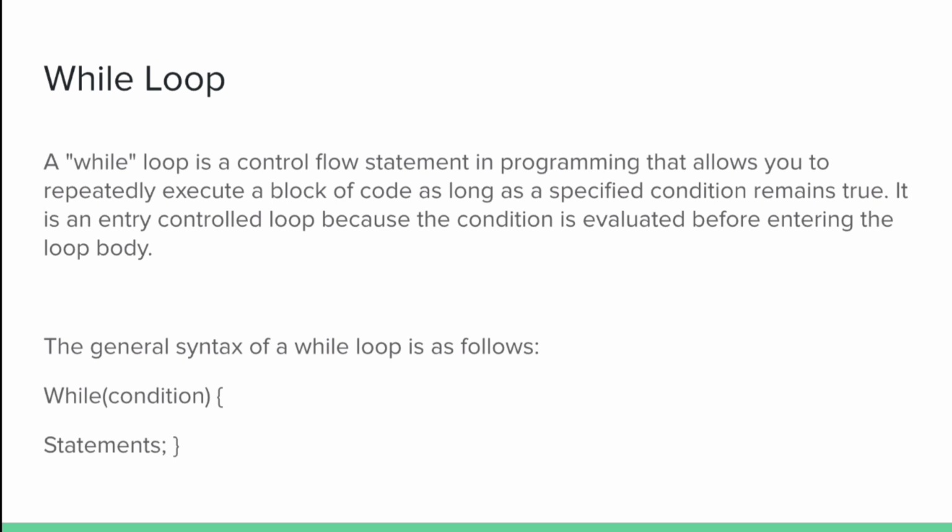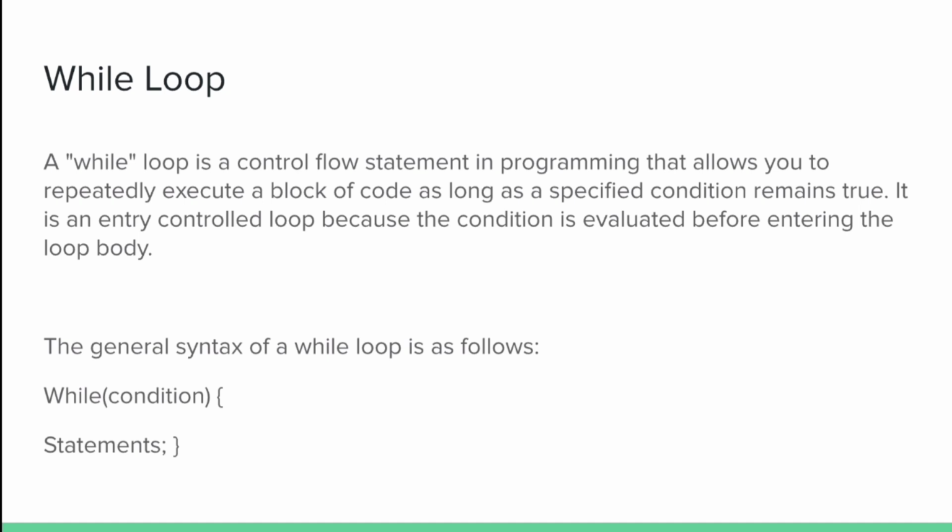A while loop is a control flow statement in programming that allows you to repeatedly execute a block of code as long as a specified condition remains true. It is an entry control loop because the condition is evaluated before entering the loop. Means in a while loop, generally we check the condition at the beginning. If the condition is true, then only the statements inside the loop body will execute. If the condition is false, at that moment it will exit from the loop and display whatever is outside the loop.